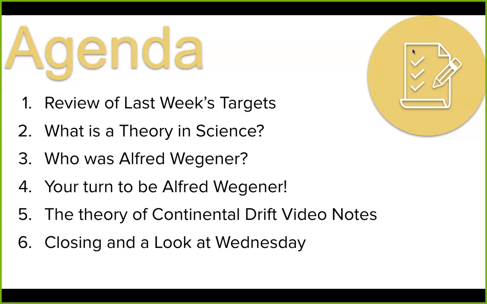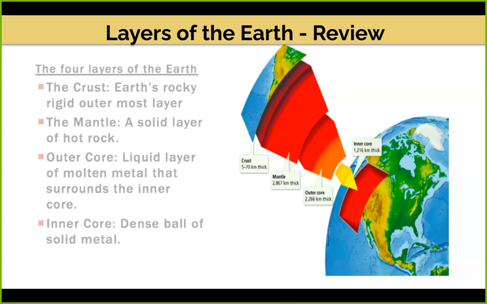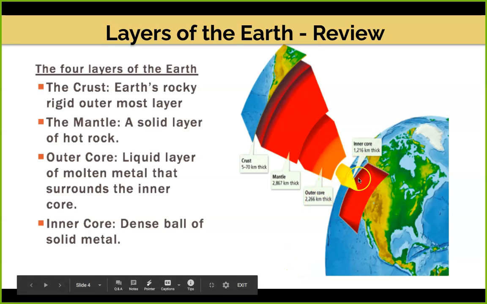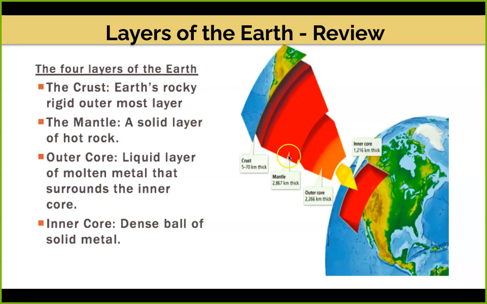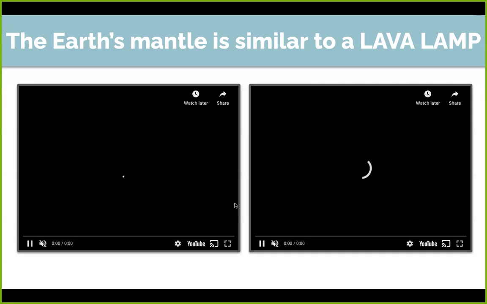What are the main ideas from last week that you need to know? Well, I need you to know the 4 layers of the earth. So our target was, I can describe the 4 layers of the earth. You need to know that there's a solid metal inner core surrounded by a liquid metal outer core, surrounded by a mantle of hot solid rock, and finally the crust is the thinnest layer, which is solid rock on the outside. And then after we talked about those 4 layers, we talked about convection currents in the mantle.